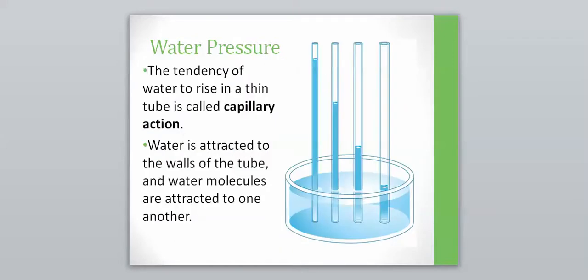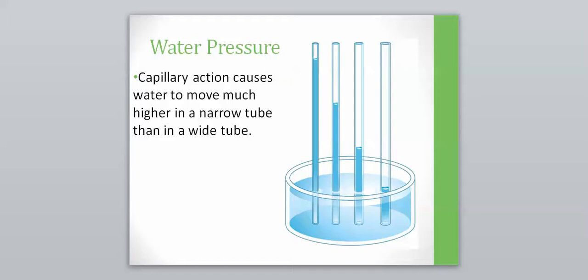The tendency of water to rise in a thin tube is called capillary action. So simply, that is just what it means. It's water rising inside of a thin tube. Right here you can see, let's pretend this is a sequence one after the other. We put a thin tube into water and it literally just rises up. Water is attracted to the walls of the tube, so that would be adhesion, the attraction between unlike molecules, and water molecules are attracted to one another, so that's cohesion. Cohesion and adhesion together cause capillary action and water moving up a small tube, and again the small tube in the plants being our xylem.